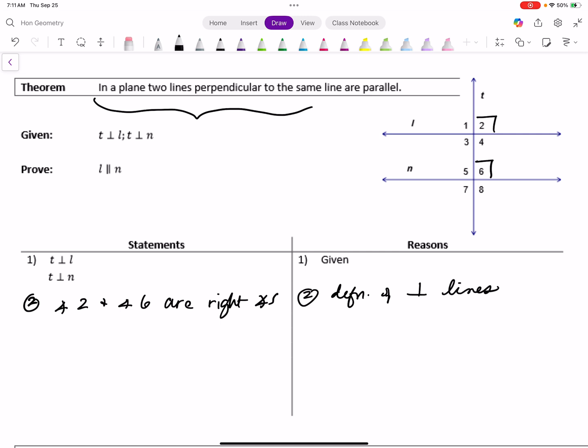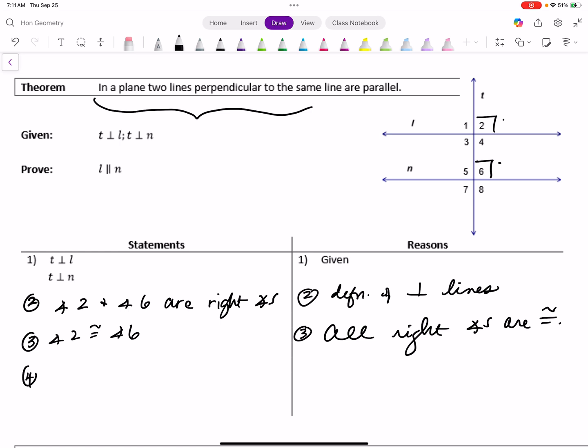And then we can say that angle 2 is congruent to angle 6, because we have a theorem that says all right angles are congruent. And then angle 2 and angle 6 are corresponding angles. So that means that L is parallel to N, because congruent corresponding angles implies that parallel lines are cut by a transversal.